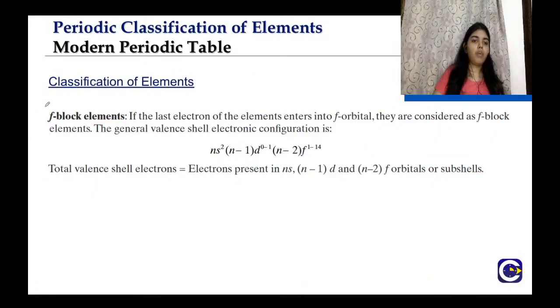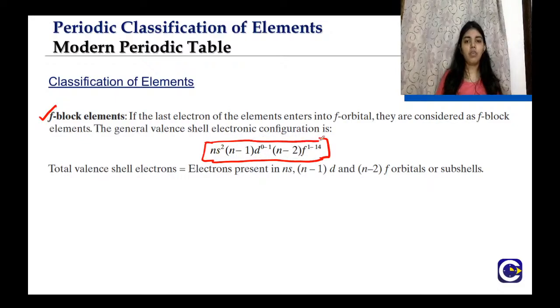Next we will move on to f block elements. The general valence shell electron configuration, you can just remember the formula: ns2, (n-1)d0 to 1, and (n-2)f1 to 14. This you will do in elaboration when we do the f block in 12th class, right? For the time being, you can just write the formula.